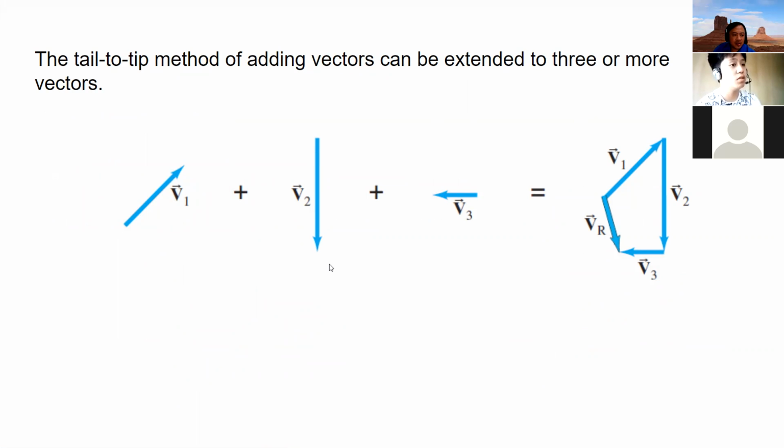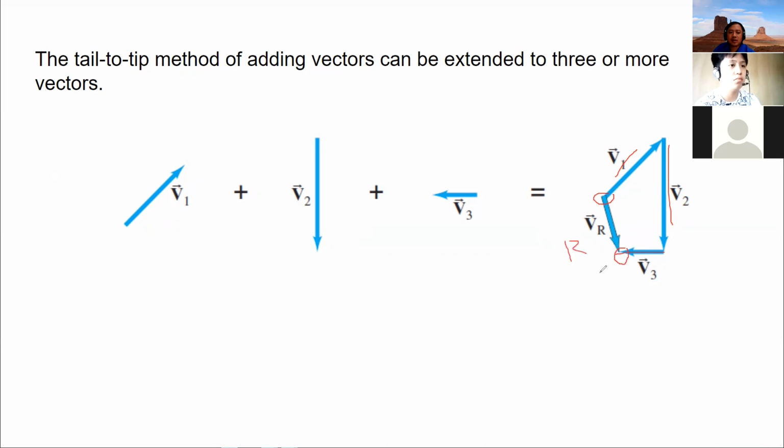If this is V1, this is V2, take note that you draw the vectors to scale, or if you have no ruler, if V1 is this much and V2 is longer, you draw it like that. And then V3 is in that direction. So you can still do tip to tail or tail to tip fashion also. So you draw V1. V1 is here, then you connect to V2. The V2 is here, and then V3. So still you can connect from the tail of the first vector to the tip of the last vector, and this will give you the resultant vector.